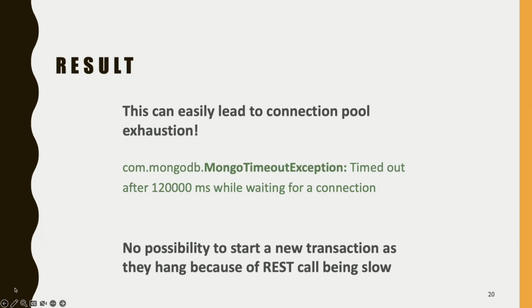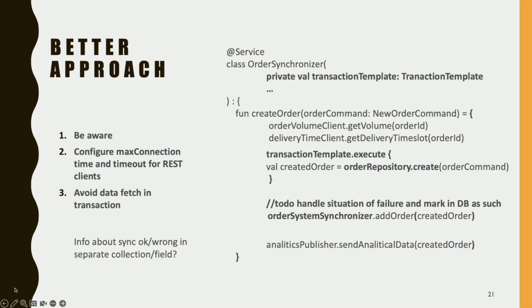So you can see as a result some Mongo timeout exception, it can be some thread pool exception, or actually connection pool exception, sorry. So connection pool exception can happen. There are no more connections available because every connection is basically waiting for this REST call to finish. So yeah, this basically makes everything slow and is really nasty. A better approach for this can be something like that.